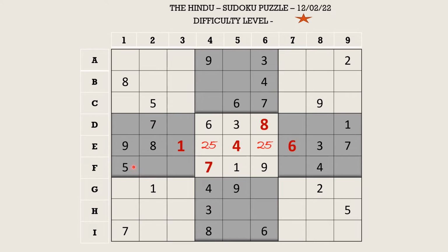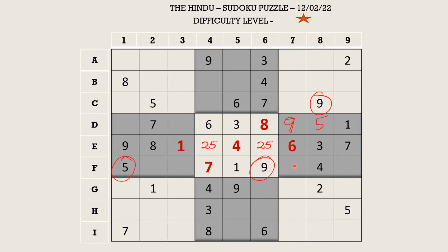There is a 5 and 9 in F row which blocks these two cells. So 5 and 9 goes in these two cells. There is a 9 here. So 5 goes in D8 and 9 is here in D7.